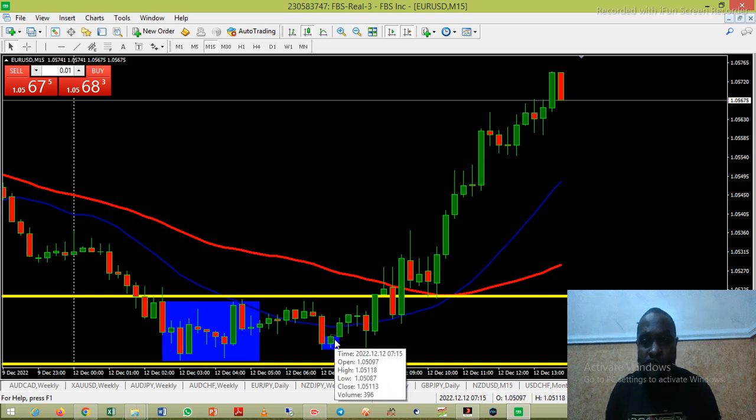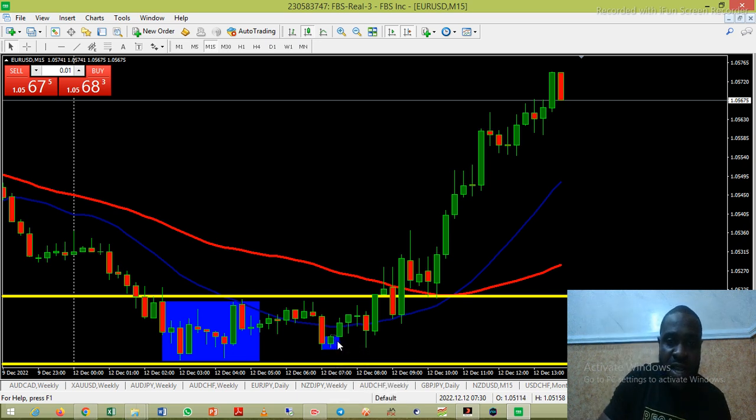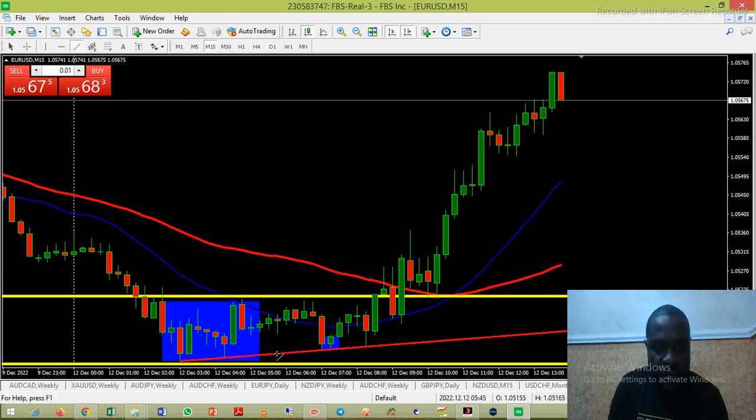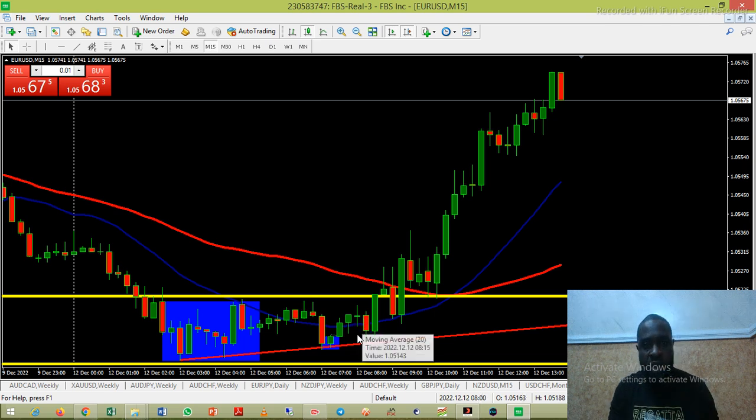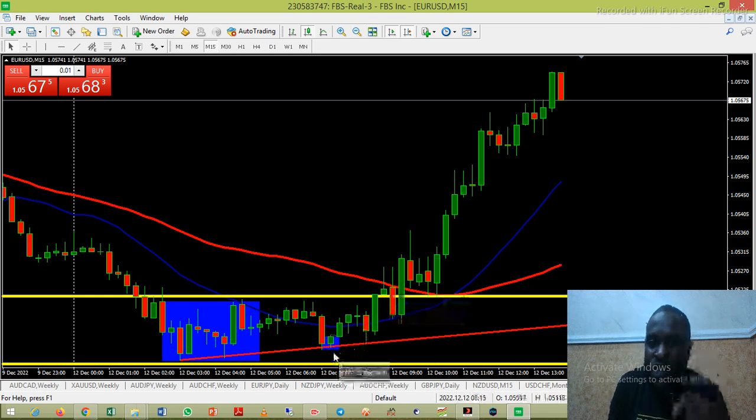Don't worry, keep following the class. I'm going to tell you how you'll be able to spot it at the right spots. Created what? A higher low. You can see it here. A higher low. This is where and when it breaks, you enter this trade. And this is where your stop loss will be.